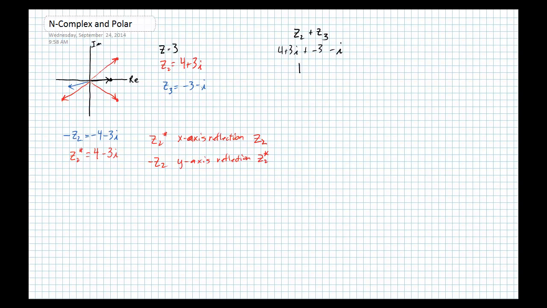And I put the y components together, or the imaginary components, which is 3 minus 1. So that would be plus 2i. And therefore I get the result. Now I could show this geometrically, of course.